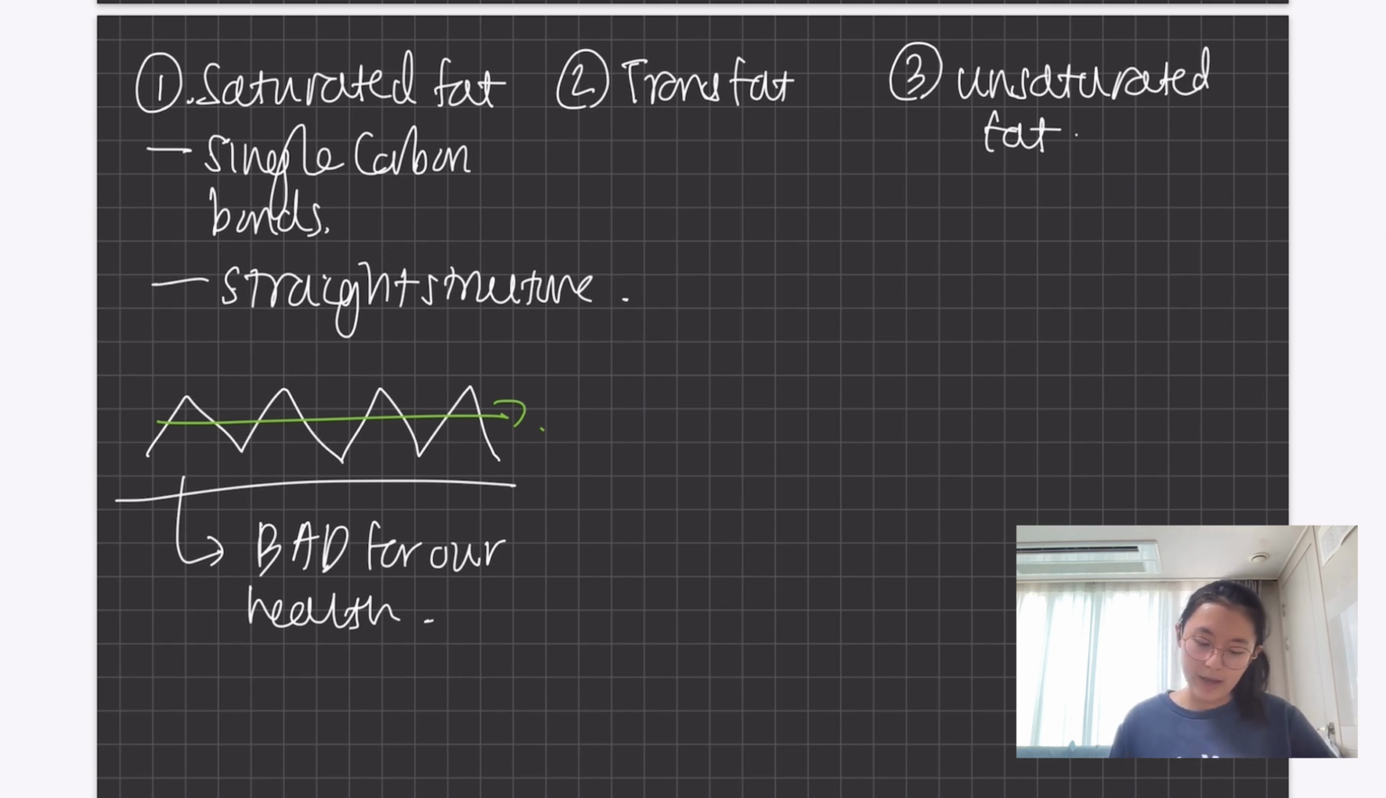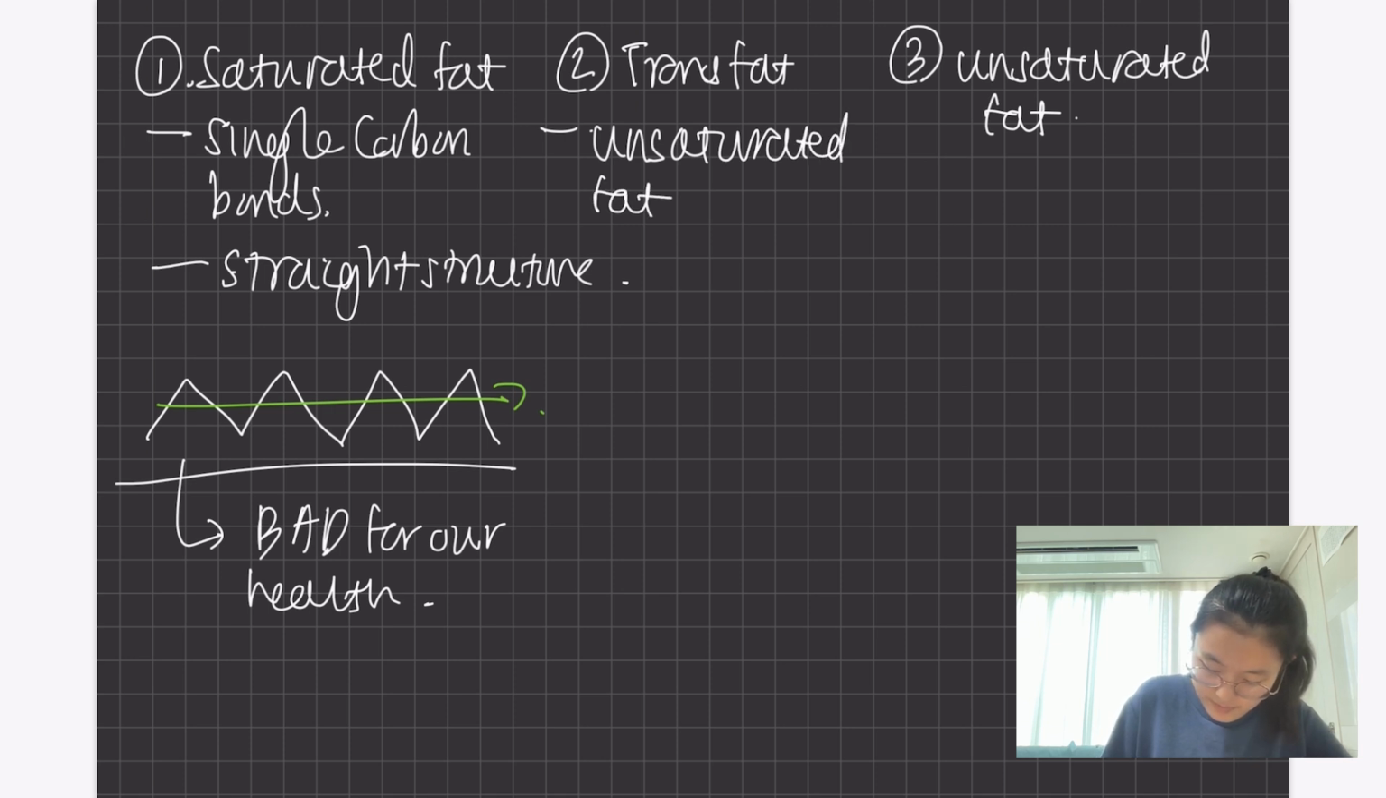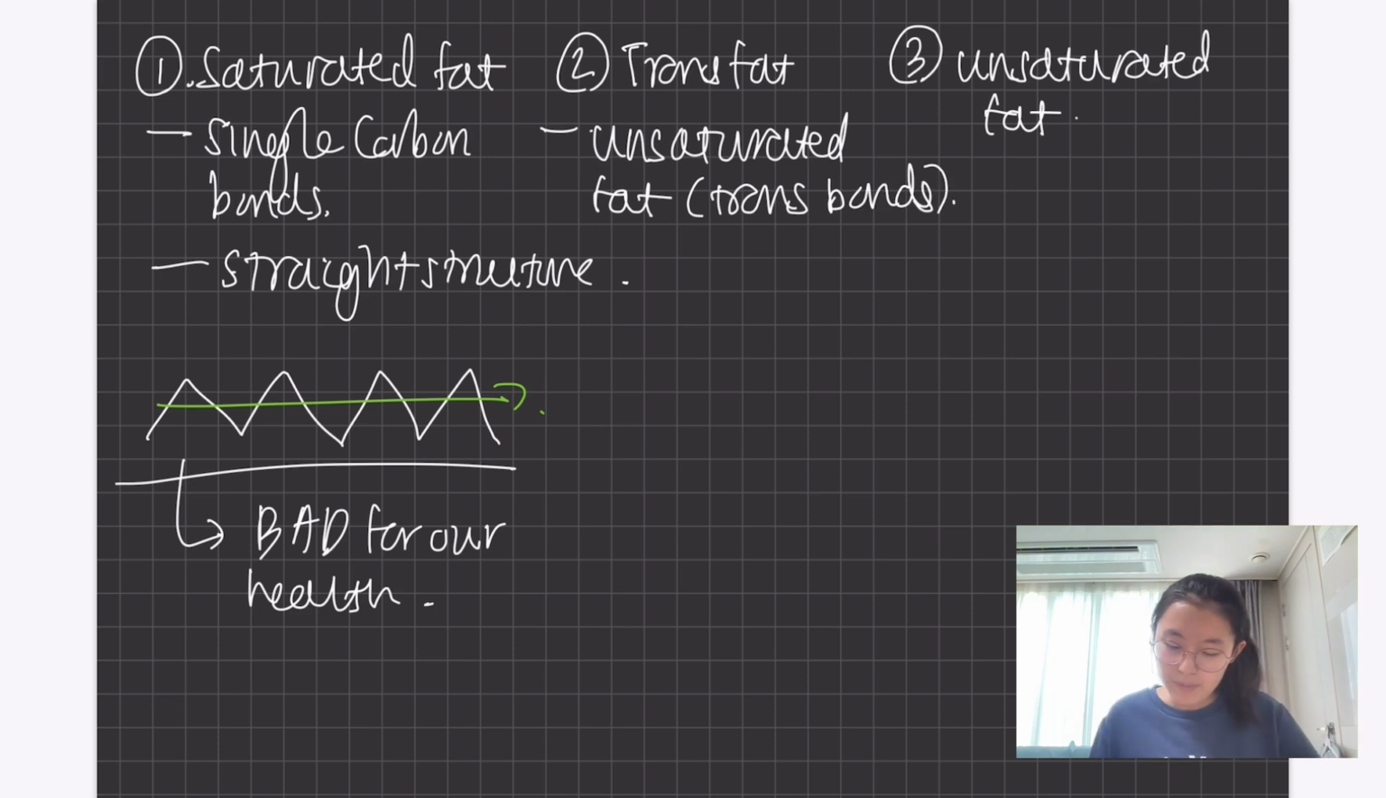Next, let's move on to trans fat. Now, trans fat is a special type of fat in that it has double carbon bonds, but these double carbon bonds are trans bonds. What I mean by that is when we're talking about unsaturated fat, we talk about cis unsaturated bonds. But in trans fat, we do have double carbon bonds, but these are going to be trans bonds. So it's essentially unsaturated fat, but with trans bonds. Maybe we'll speak about trans fat later on after we've covered unsaturated fat. So let's dive straight into unsaturated fat first.